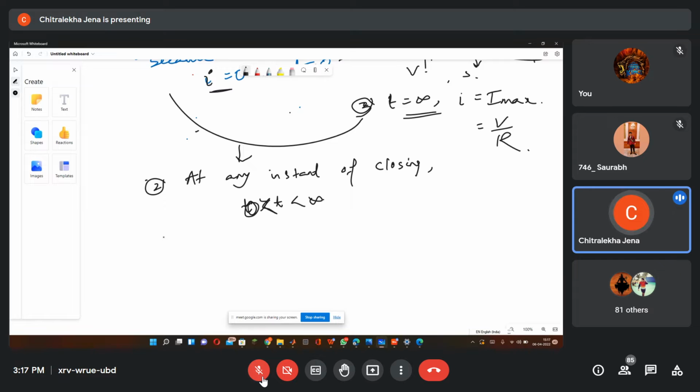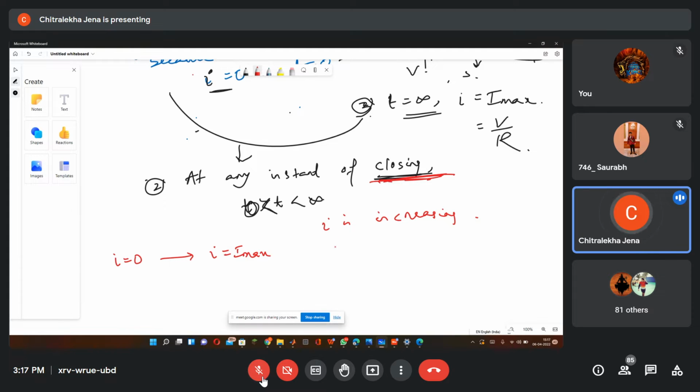So now tell me what will be the current? What will happen? Here the current is increasing from 0 to maximum. I have closed the switch, and current is increasing from I equal to 0 to I equal to maximum. So in between, I is increasing. This implies that I is increasing.